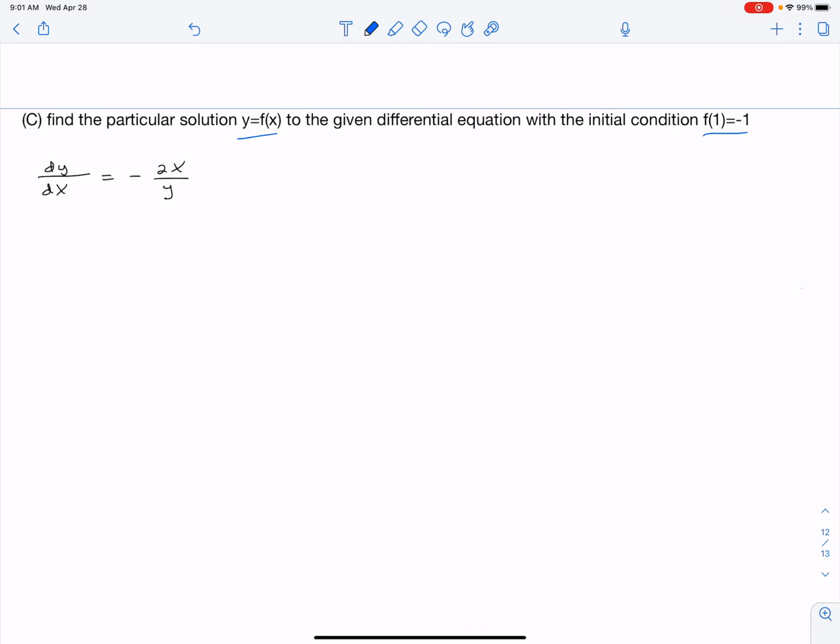We're going to use separation of variables. So I'm going to move that y. So this is going to be y dy equals -2x dx. Then in order to solve this, we're going to integrate both sides. So I'm going to integrate and integrate. So on the left-hand side, I get 1/2 y squared equals -x squared plus some c.